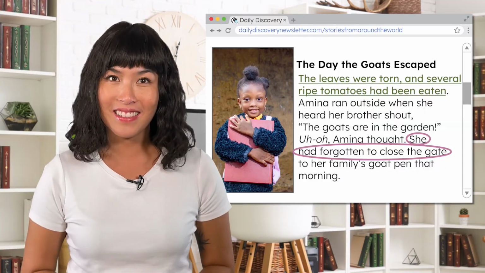It's important to know that cause and effect structure can look really similar to the problem-solution structure we learned about in my last video. But there's one big difference. For example, in the story we just read about the goats, did the characters ever fix the problem? No, there was no solution. A solution could be Amina cleaning up the mess or finding a way to keep the goats in. Because the solution is missing, we know the text uses a cause and effect structure and not a problem-solution structure.